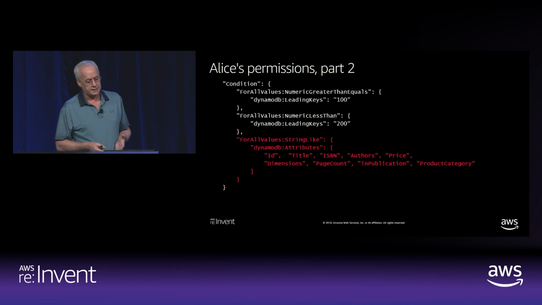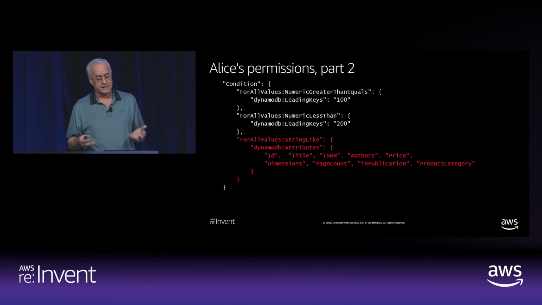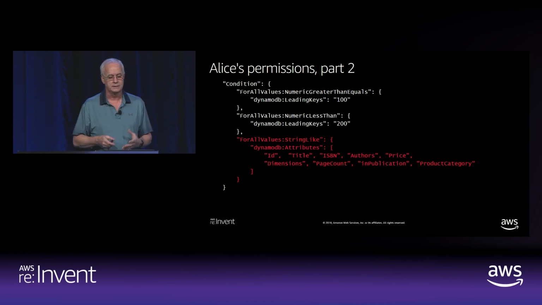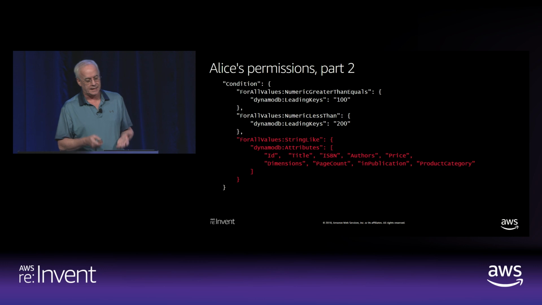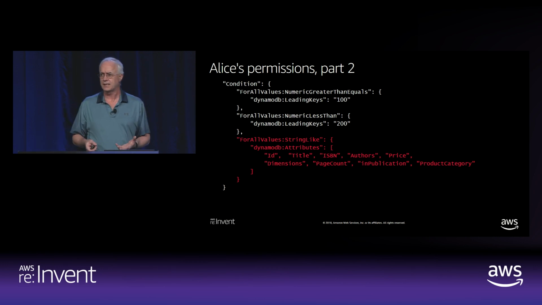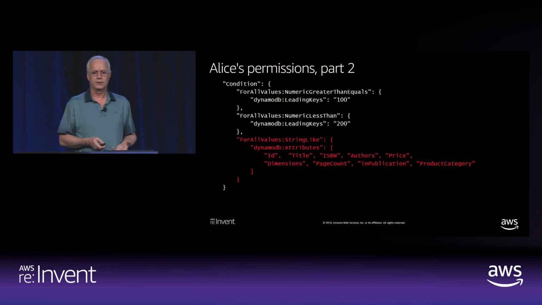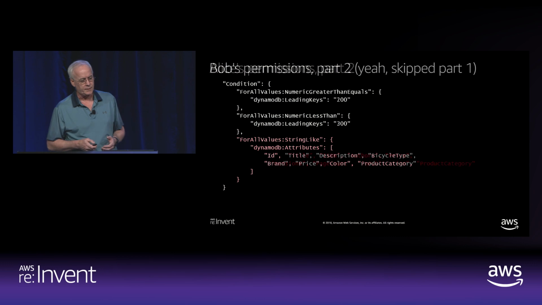And I use string like, and I list, and in this case, I could have used string equals as well, because I don't use any glob patterns, no stars or wildcards in here. But I give her access to the ID, the title, the ISBN, the fields that we have allowed for books. So she's able to update these attributes. If she tries to update a different attribute or tries to see a different attribute, her request will fail.